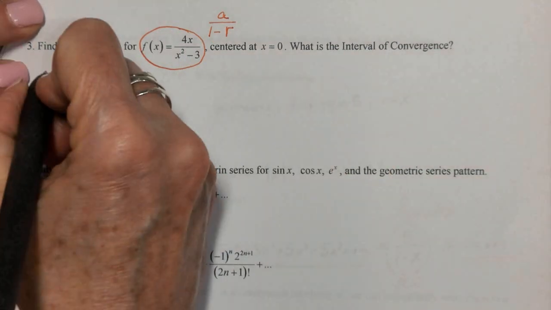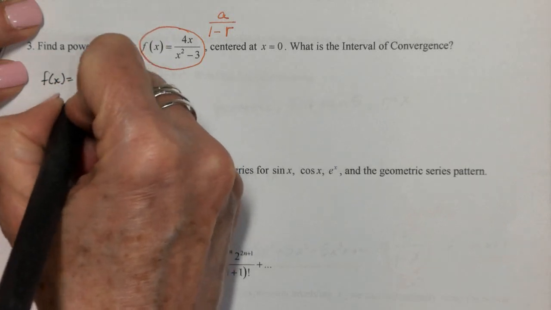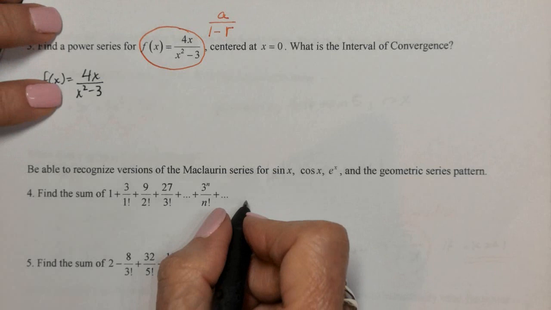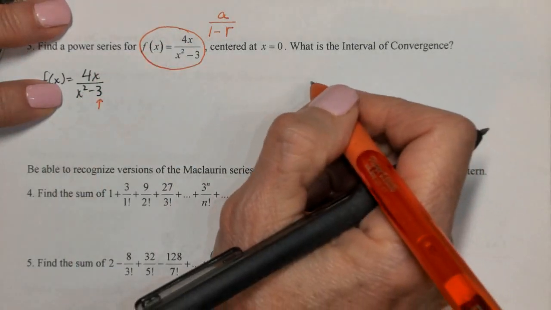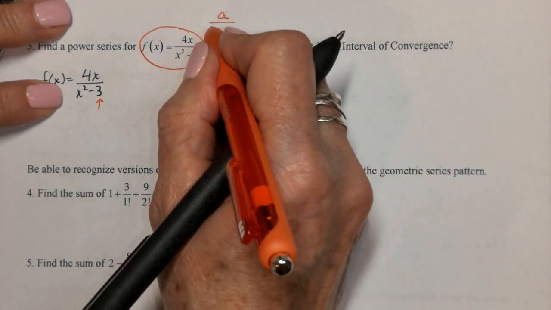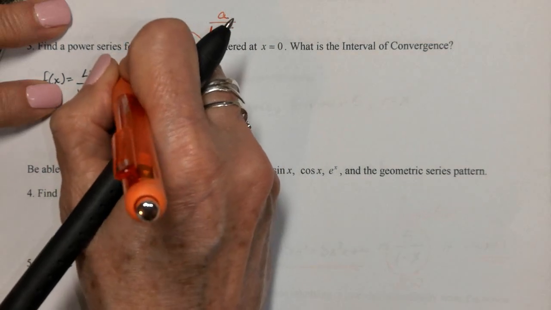So I'm going to take my 4x over x squared minus 3. Okay, I'm going to multiply top and bottom. I want to get this thing to be a 1. Okay, I want it to be a positive 1 because it's a positive 1 here. So I'm going to multiply top and bottom by negative 1/3.